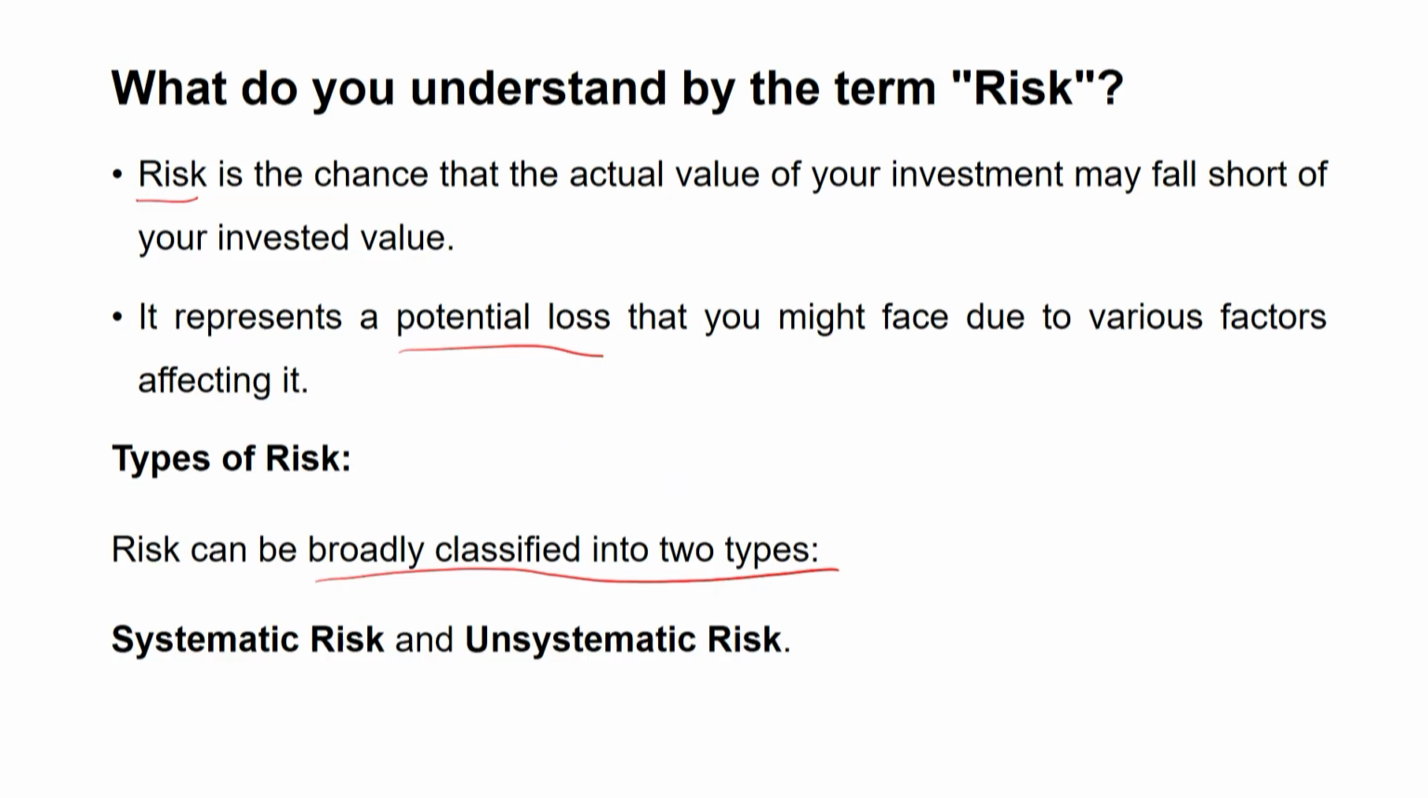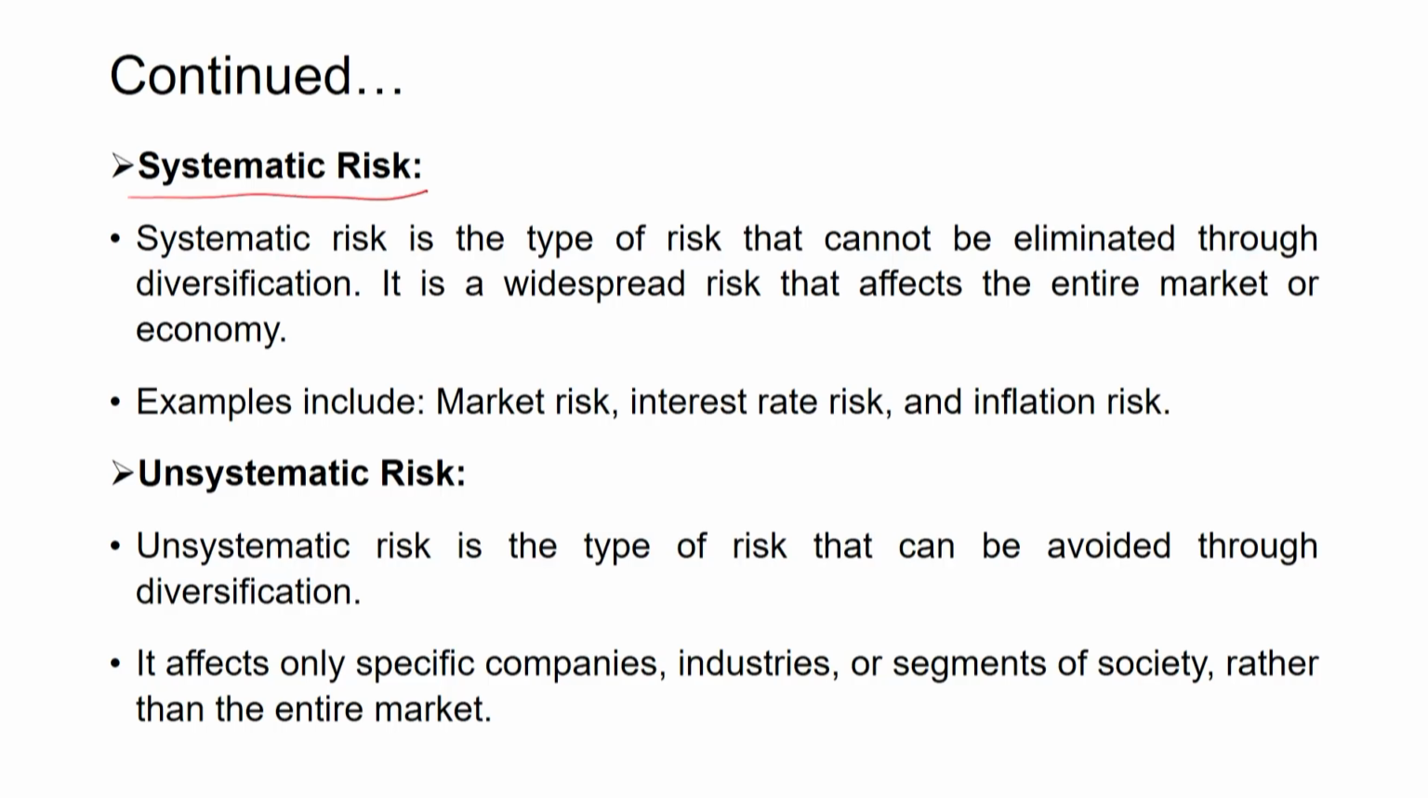The various types of risk can be broadly classified into two types, that is the systematic and unsystematic risk. So, this classification has been made on the basis of the factors due to which the risk is present in the investment decisions. So, let us discuss the first one, that is the systematic risk. It is the type of risk that cannot be eliminated through diversification in the investment strategy of the investor. So, it is a widespread risk that can affect the entire market or the economy.